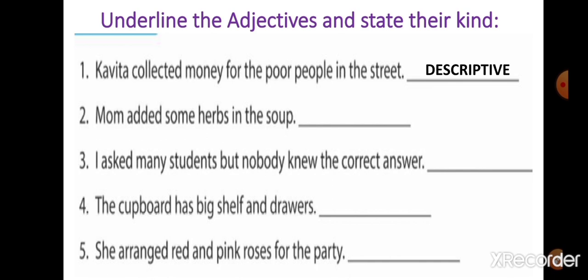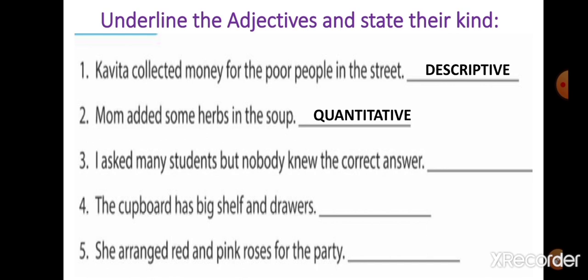Mom added some herbs in the soup. What did mom add? How many herbs? Some. So what does some state? Quantitative. Very good.